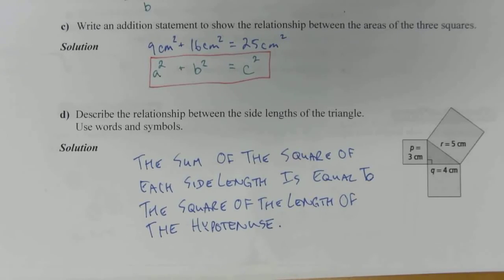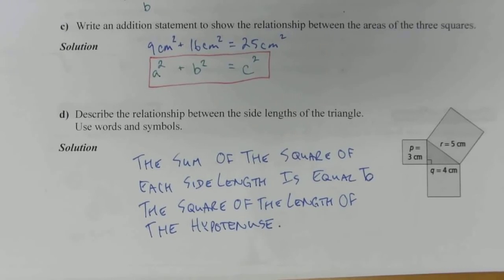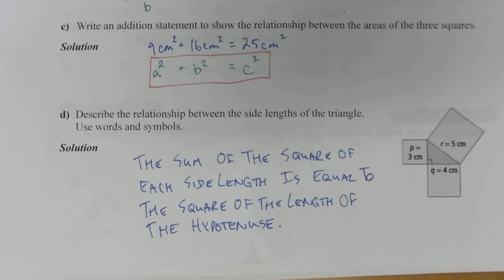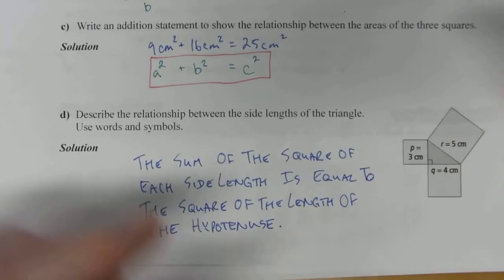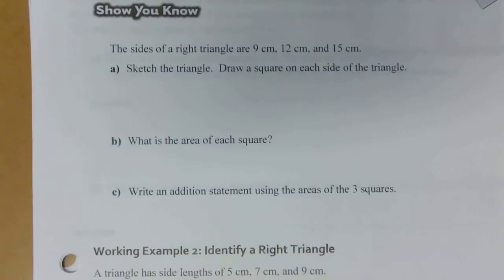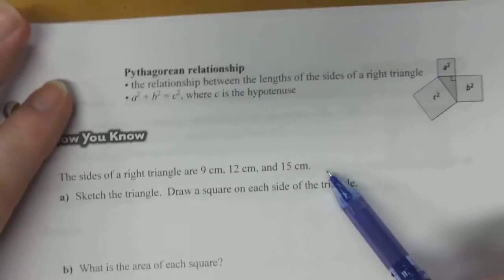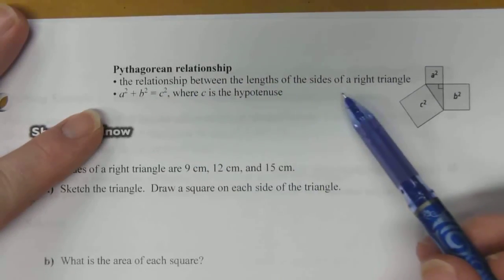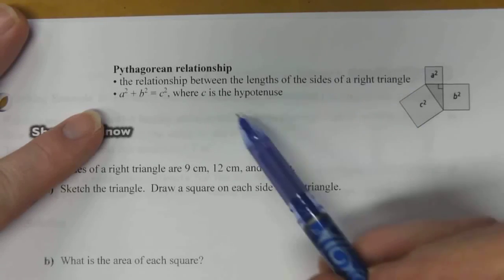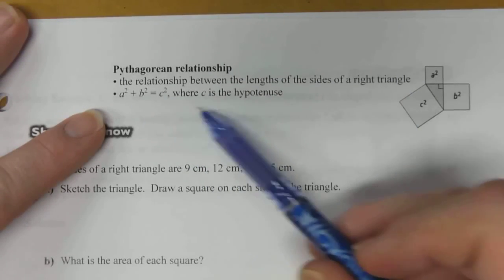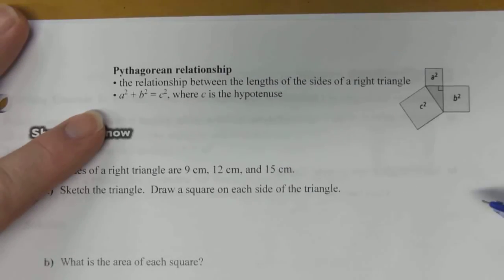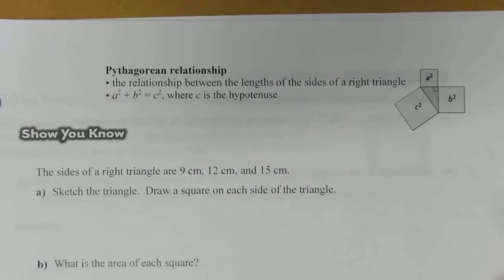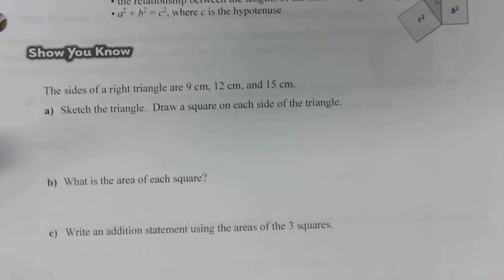Just give you a moment to finish writing that up. We're actually going to move on because we're coming up to a show you know. So the Pythagorean relationship is the relationship between the lengths of the sides of the triangle. A squared plus B squared equals C squared, where C is the hypotenuse. So that's just restating what I've already covered. So next up is a show you know. Please go ahead and do that.